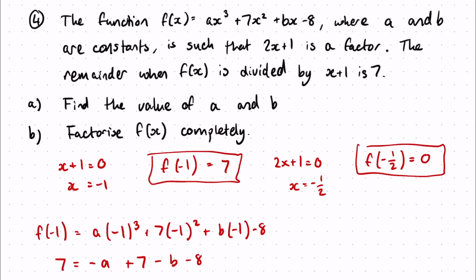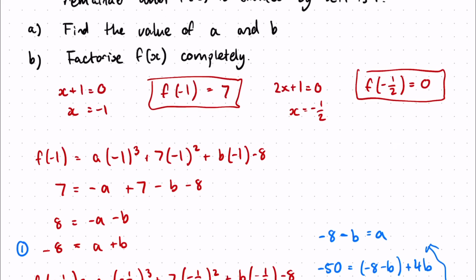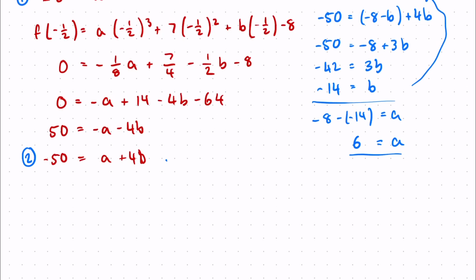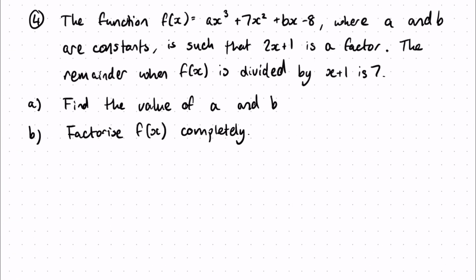Okay, now I have a and b. I can use that for part b, which is factorise f of x completely, because I can replace my a and b with 6 and minus 14. So I can say 6x cubed plus 7x squared minus 14x minus 8, and when that is divided by 2x plus 1, I'm going to get no remainder.